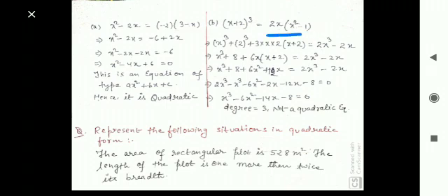So it will be 2x cube minus 2x. So x to the power cube is x cube, 2 to the power cube is 8, and 3 into x into 2 is 6x, and inside the bracket it is x plus 2. So it is 2x cube minus 2x on the right hand side. Now solve this bracket here. So it will be x cube plus 8 plus 6x into x, that is 6x square, and 6x into 2 is 12x, and on the right hand side it is 2x cube minus 2x.